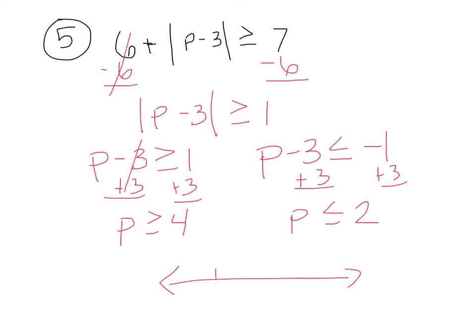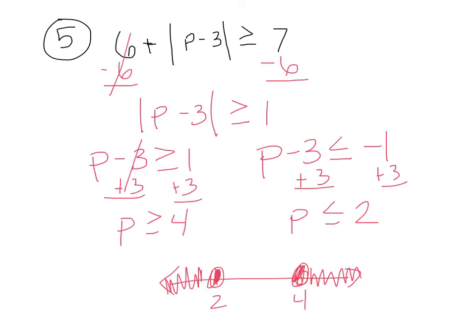So when we graph that, we have our 2, we have our 4. Okay, so they're both closed dots. P is greater than or equal to 4, so we shade greater than 4. P is less than or equal to 2, so we shade less than 2. And this is an OR compound inequality.